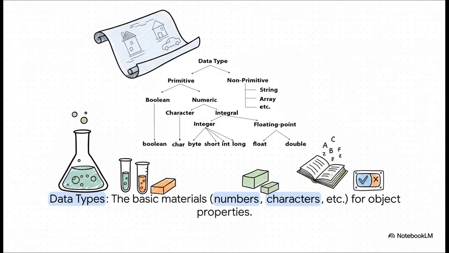And of course, to define properties like width and height in our blueprints, we need some really basic materials to build with. In programming, these are called data types. They're the absolute fundamentals, things like numbers, letters, and simple true or false values. These are the little Lego bricks we use to build up all the properties inside our classes.